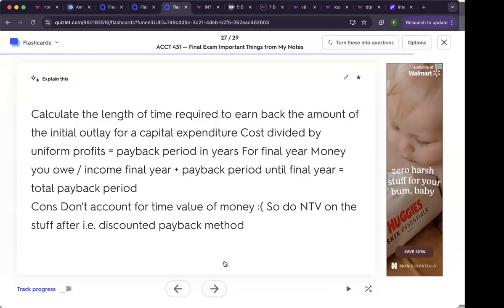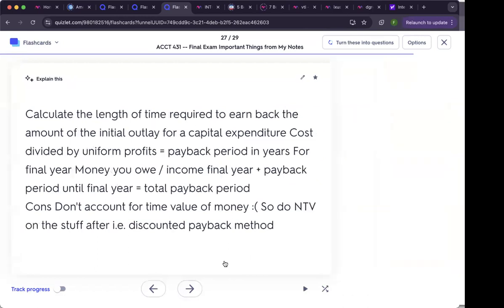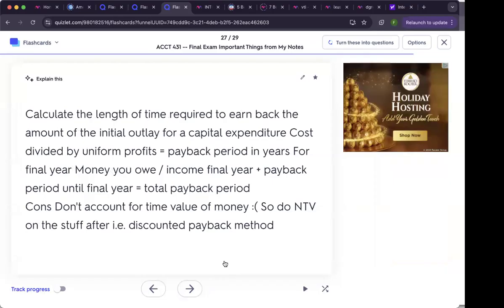Payback method. That's where you calculate the length of time required to earn back the amount of the initial outlay for capital expenditure. Here it's cost divided by uniform profits equals the payback period in years. And for the final year, you do the money you owe divided by the income of the final year, plus the payback period until the final year. And that's the total payback period.